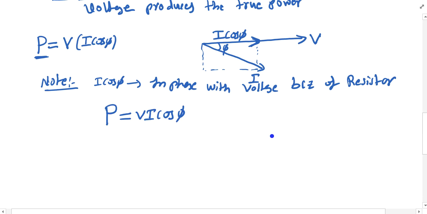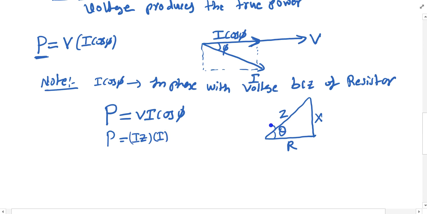Now if you take our impedance diagram for the RL load, this is R, this is X, this is Z, and this is the angle theta. So I will do some relation here. V is nothing but I into Z, and instead of cos phi, I will take R by Z. So Z is going to cancel. So P is equal to I square R.